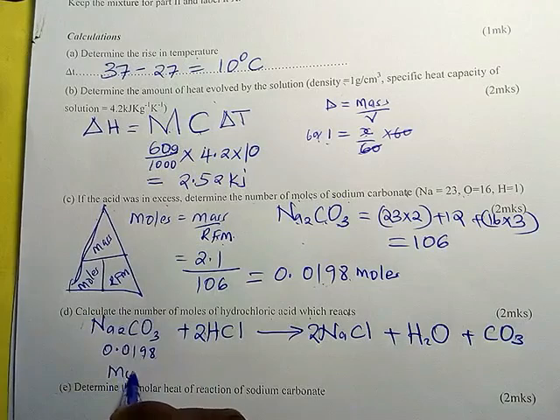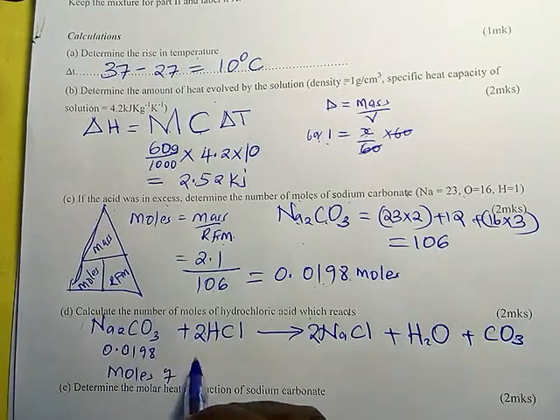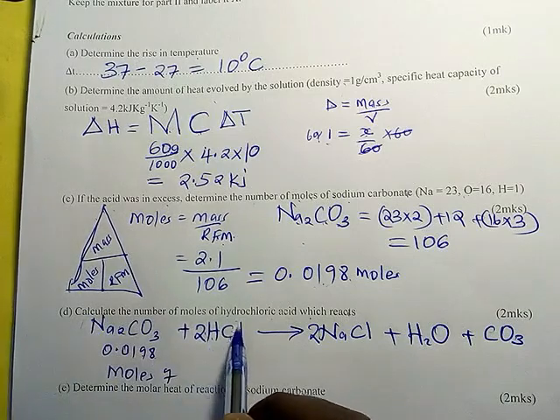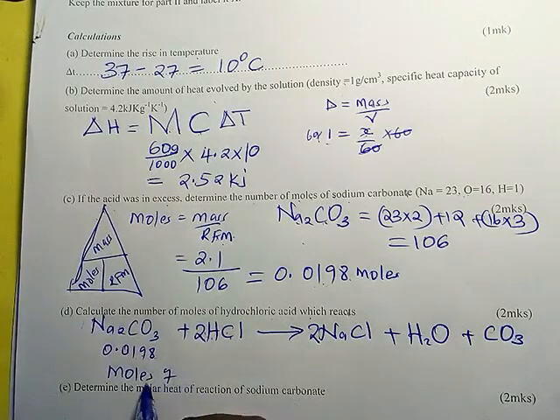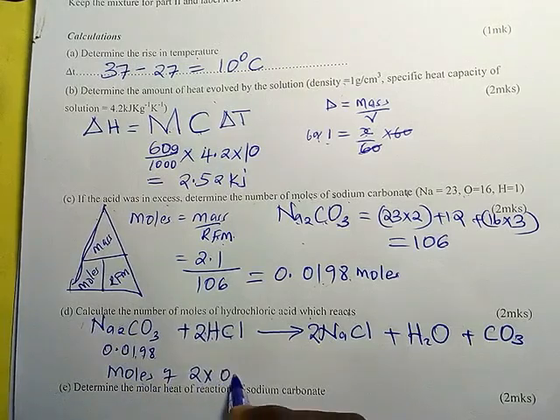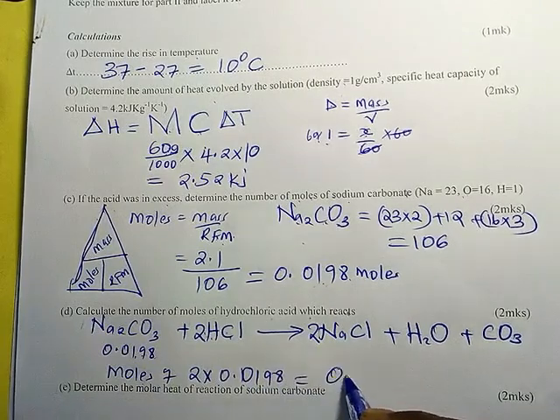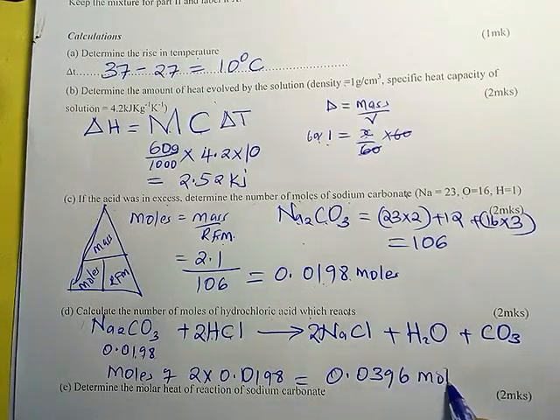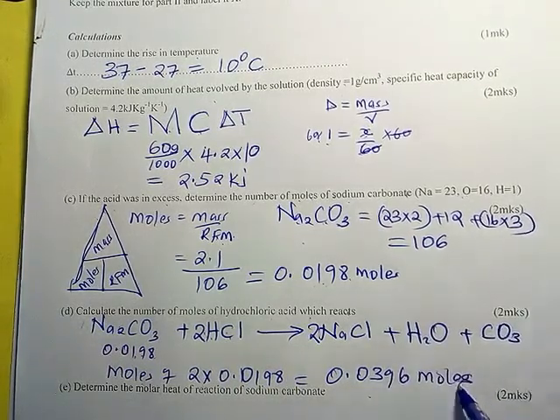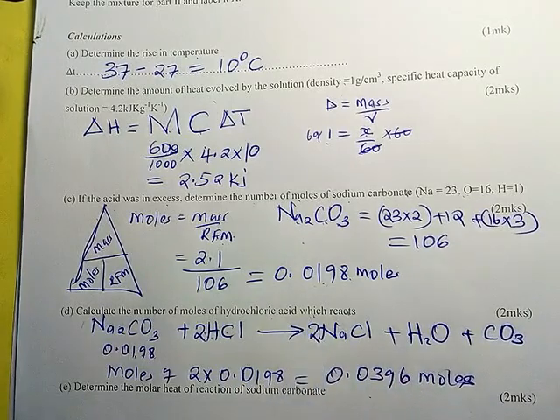So moles of HCl is going to be twice because the ratio is 2. So moles of HCl is equal to 2 times this, 0.0198, which is 0.0396. This is the moles of HCl that reacted with the carbonate.